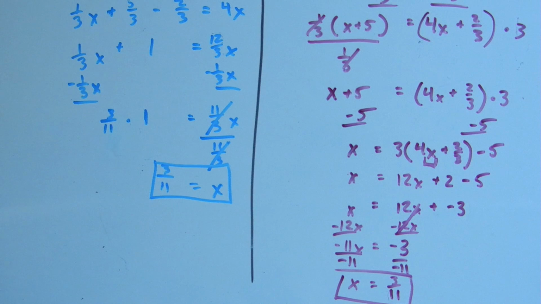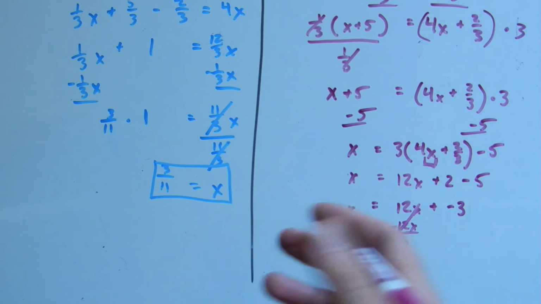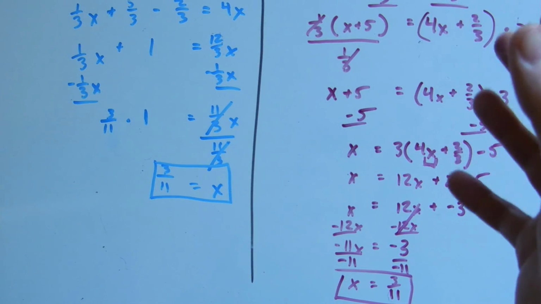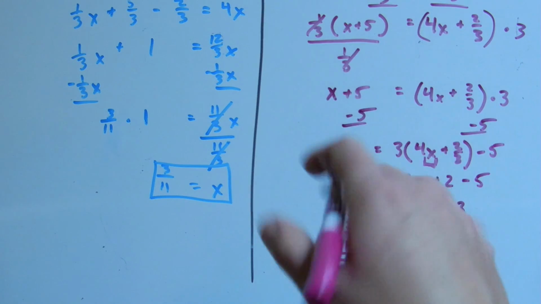So remember, there's multiple ways to solve an equation to figure out the value of the variable you're solving for. And no one way is necessarily the correct way to do it. There are multiple ways to reach the correct solution.